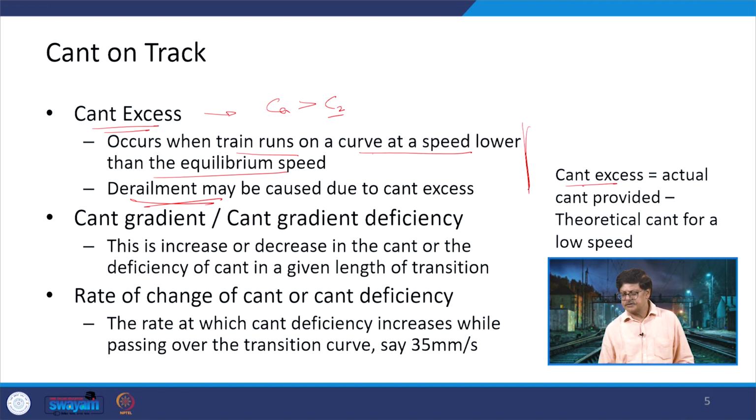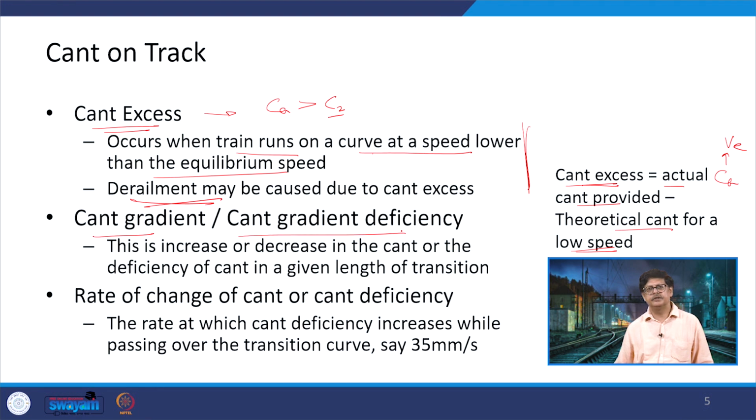So, Cant excess is defined as the actual Cant which is provided, which is CA related to the equilibrium speed, minus the theoretical Cant for the slower speeds. Now, another terminology here is Cant gradient or Cant gradient deficiency. What is this Cant gradient or Cant gradient deficiency?